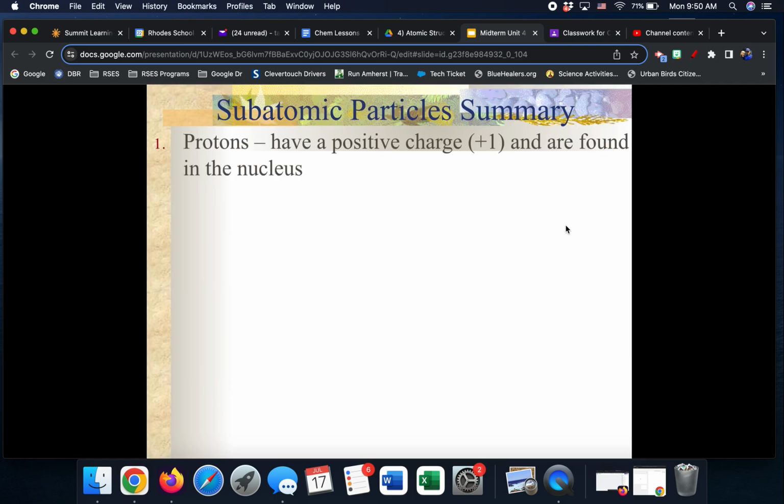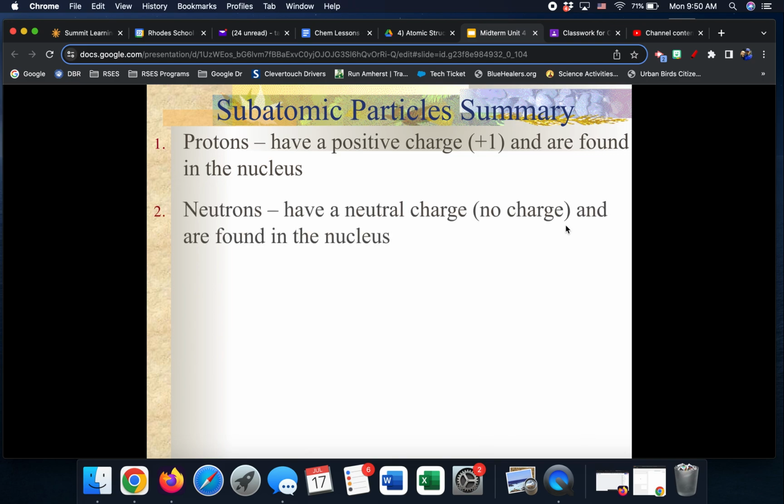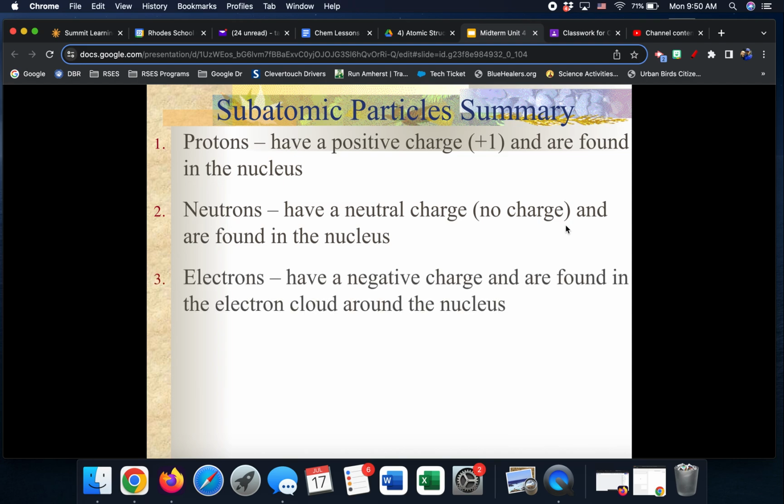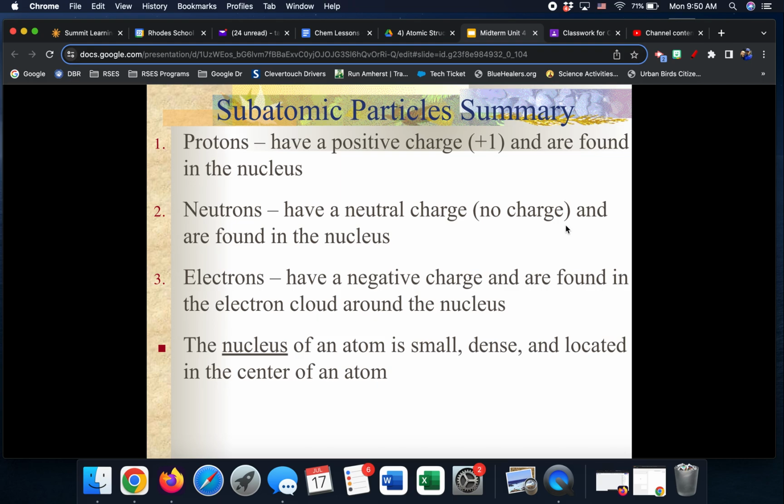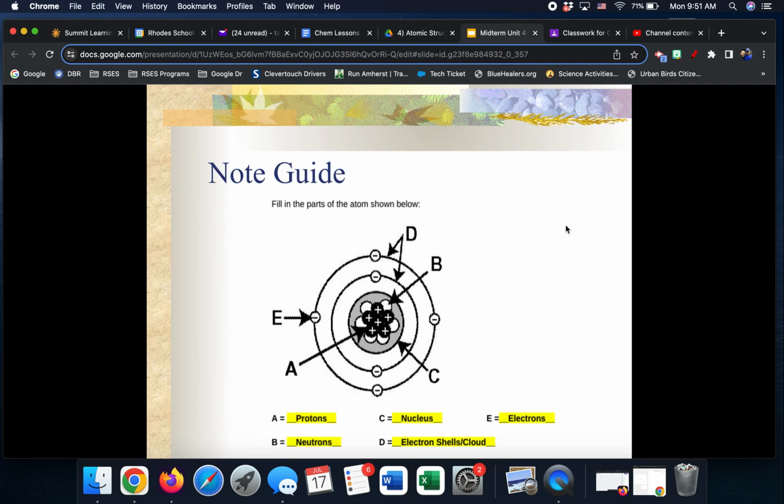So to review, protons, positive charge, found in the nucleus. Neutrons, no charge or neutral charge, also found in the nucleus. Electrons, negative charge, found in the electron cloud around the nucleus. The nucleus is that center, really dense, small part of the atom. And each element has a unique number of protons that match the electrons in a neutral element. Go ahead and fill this out. It's important you know where each of those subatomic particles are. So pause while you put this into your notes.